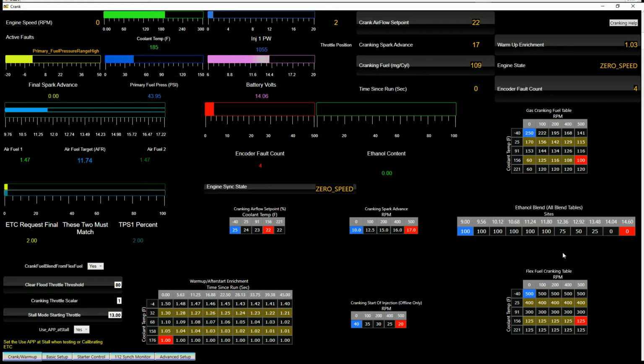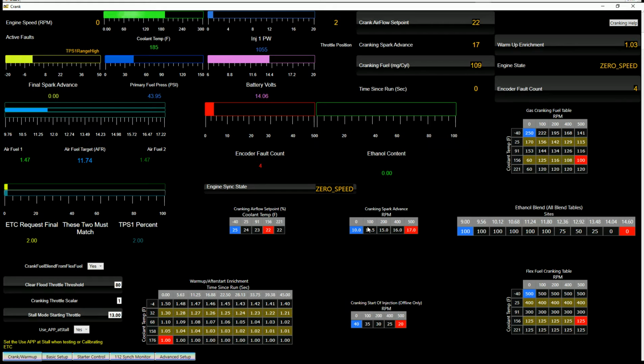Okay? So it's important to understand how that works and which table you're going to need to address. If you've got it firing fine on pure gasoline, you put ethanol in there and it's not starting, you leave this table alone and you address this table here. Okay, crank spark advance, just ignition timing based on RPM.